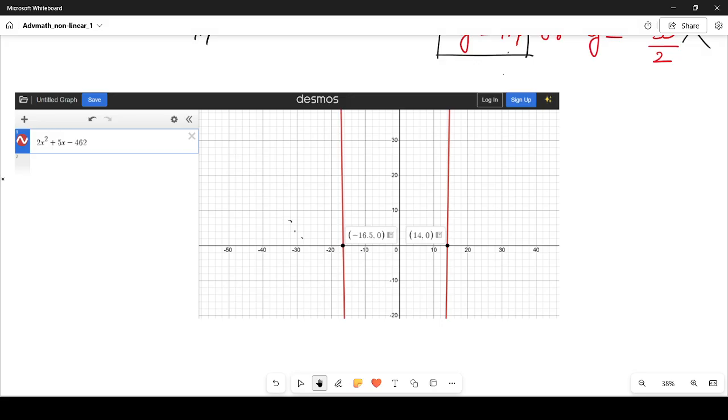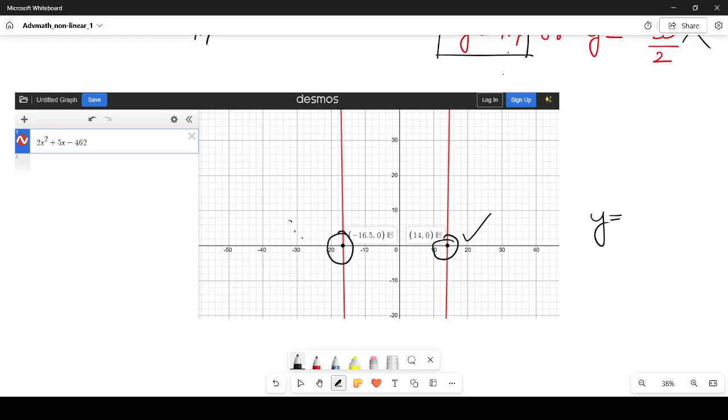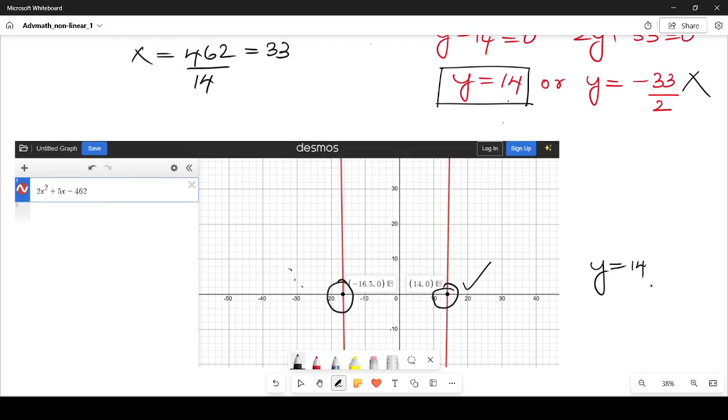So for 2y squared plus 5y minus 462, I have just replaced y by x and typed the same equation, which is 2x squared plus 5x minus 462. And you can see I have the two x-intercepts. One is negative 16.5 and the other is 14. Actually this negative 16.5 is that negative 33 over 2 which we got there. So you can see clearly the positive one is 14. So y is equal to 14, and then using the same xy is equal to 462, you will get the other one as 33.